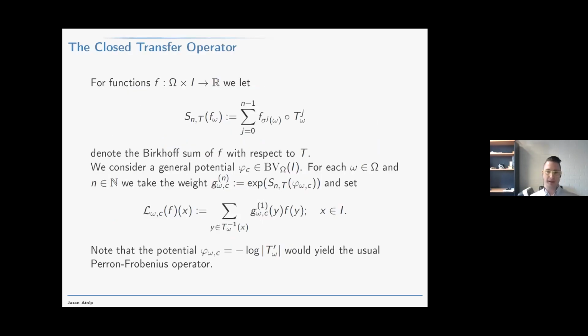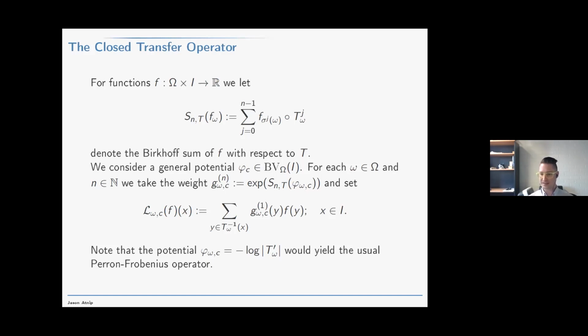All right. So now we want to define our transfer operator, and we're going to define that first for the closed system. So that is the system without holes. And so we'll let S_n T be the usual Birkhoff sum, where here we're taking the Birkhoff sum along the sigma orbit. Right, and we're going to consider a general potential.